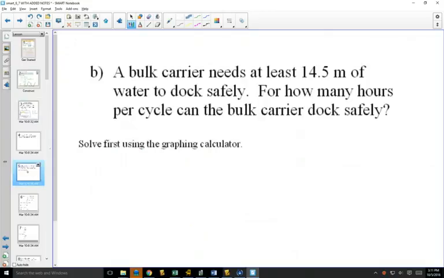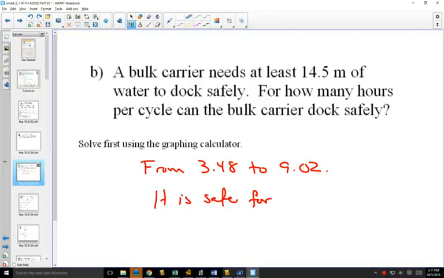So, when is it safe? For how many hours? You could say from 3.48 to 9.02. So it is safe, if we figure that out, for 5.54 hours per cycle. In certain areas where they do have tides that are changing quite drastically and they've got big ships coming in and out, depending on the dock, this would be important information.